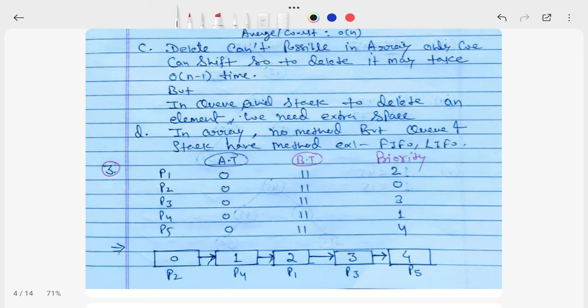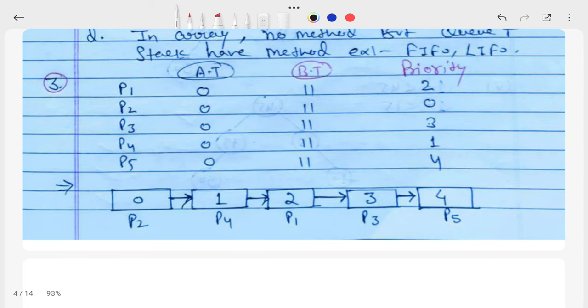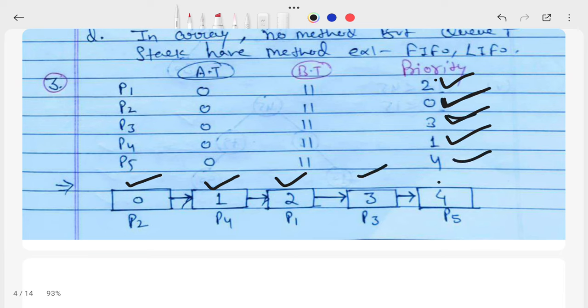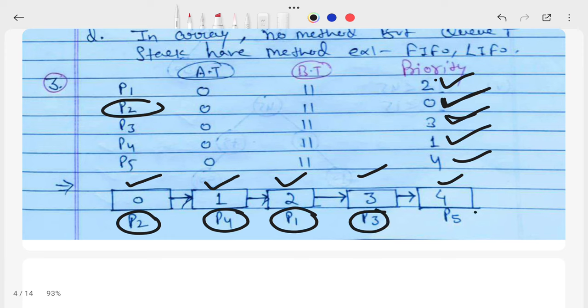Now see here what we have written. During the exam you should only draw the figure. The first priority, that is priority 0, I place here. Then the second priority, 1, I place here. Third priority, 2, I place here. Then 3 here, then 4 here. Means 0 means P2 I place here, then P4, then P1, then P3, then P5.